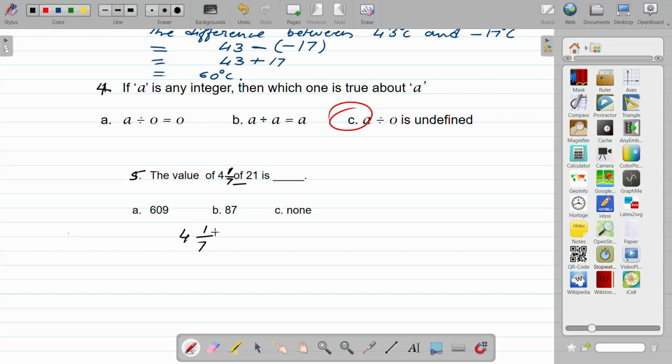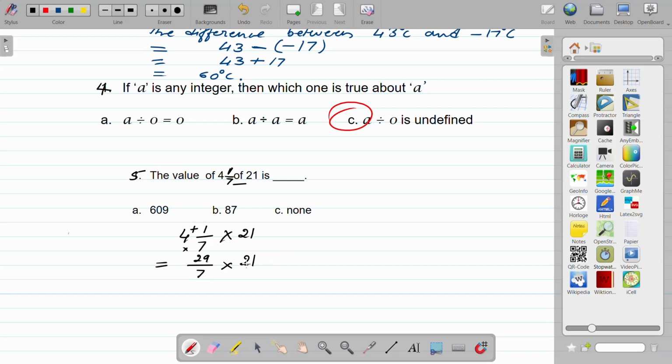Just look at this. 4 1 upon 7 of 21. Of means we should understand that it is a multiplication, into 21. This is a mixed fraction, make it improper. How will we make it improper? First we write the denominator as it is. 7 into 4 is 28. 28 plus 1, 29. We write that in the numerator, and this is how we converted mixed into improper. That will be 29 by 7, and here it is 21.